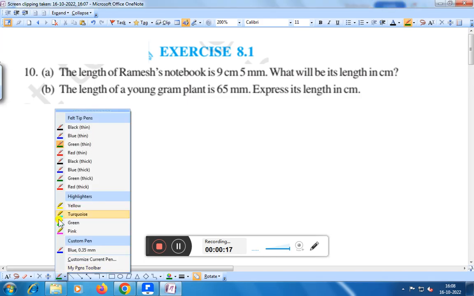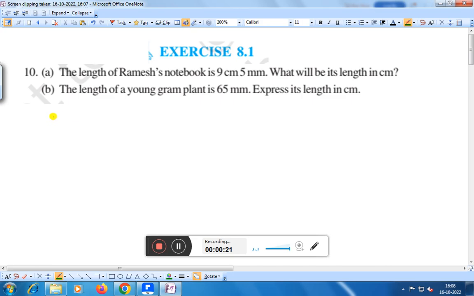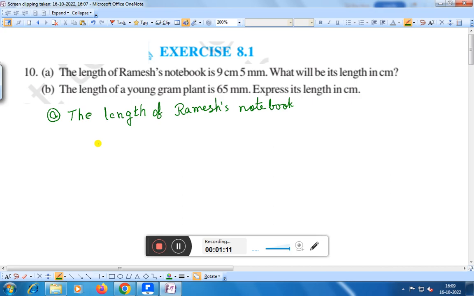Question number A is the length of Ramesh's notebook is 9 cm 5 mm.